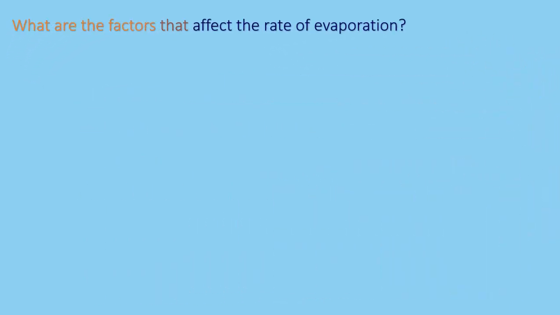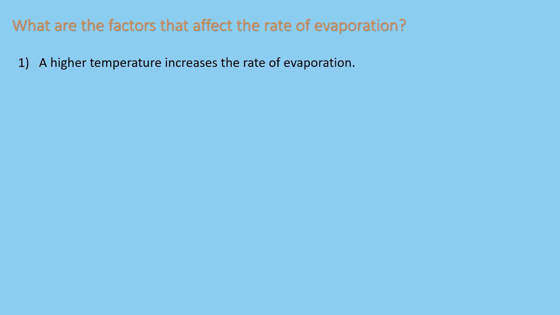What are the factors that affect the rate of evaporation? When comparing the rates at which the same liquid evaporates, there are a number of factors to keep in mind. The first factor is the temperature of the liquid. A higher temperature increases the rate of evaporation. In fact, when the temperature of a liquid is raised, the molecules' kinetic energy increases, and as a result, they are more likely to escape the surface of the liquid.